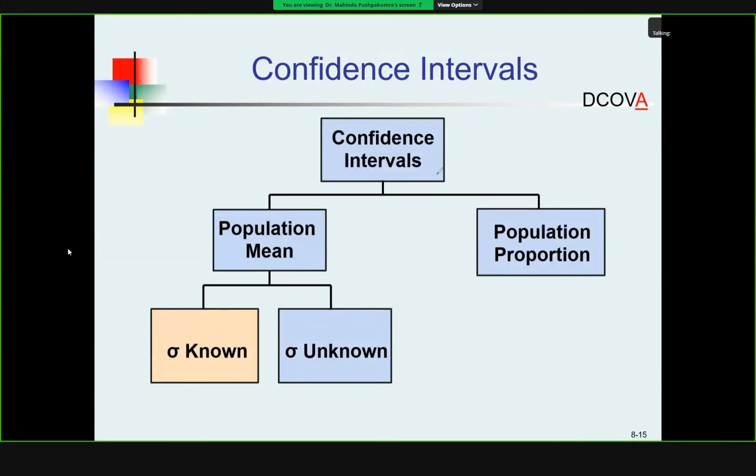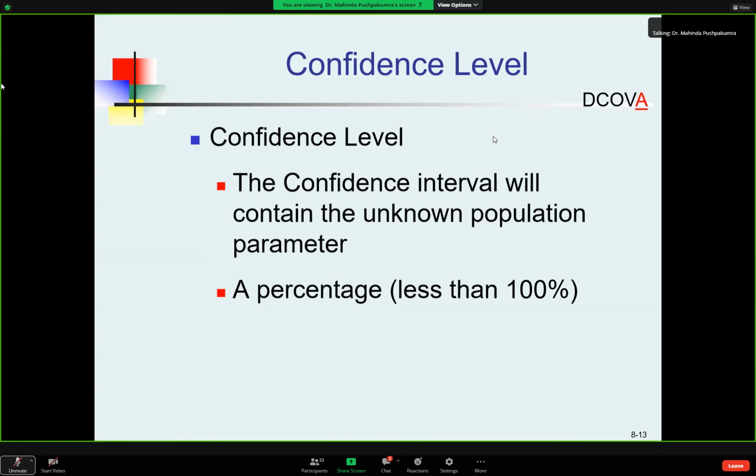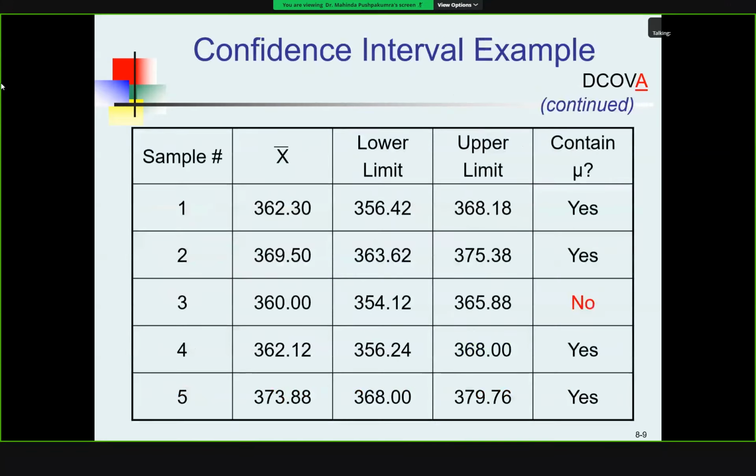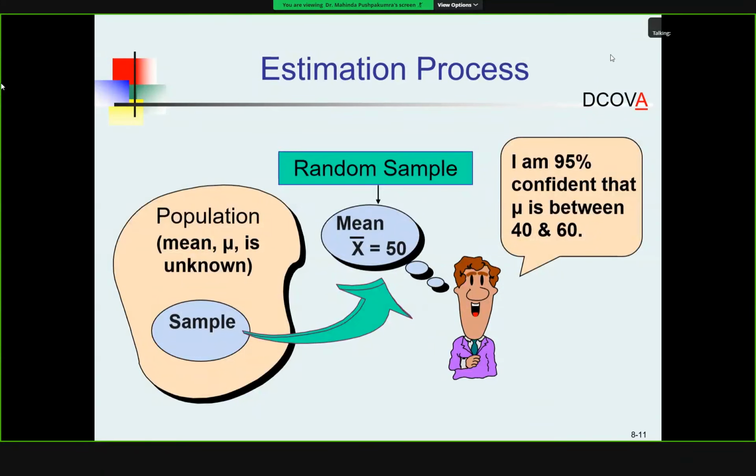Now I'm going to explain how to calculate this upper limit and lower limit. Let's say another example you can see here. The sample mean is 50. Then I can say I am 95% confident the population mean is between 40 and 60. It is the confidence interval. Now I am going to explain how we can estimate these lower limit and upper limit.